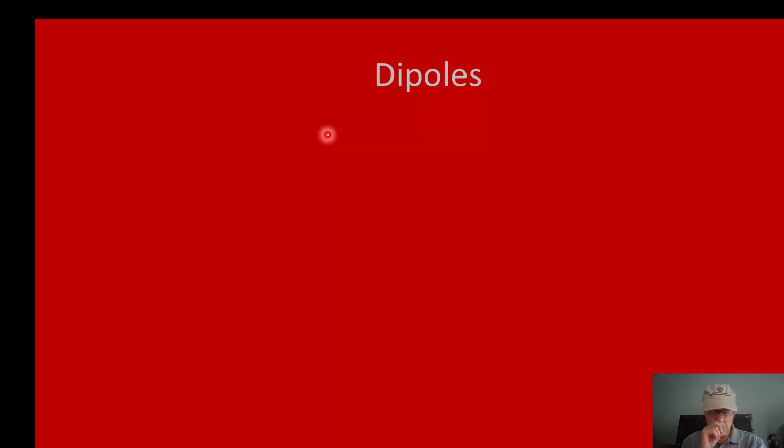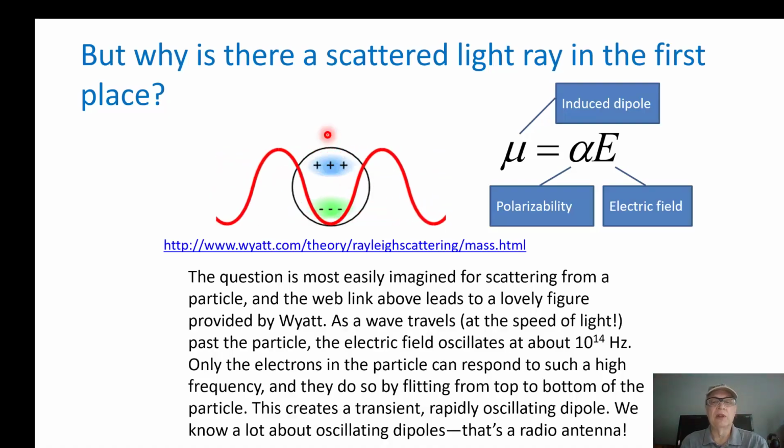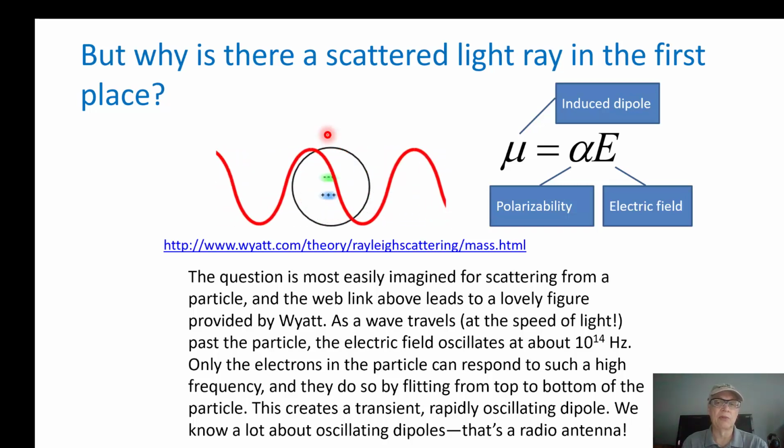Okay, so the next thing that we're going to talk about is dipoles and how scattering actually happens. And we'll use visible light as our basis. I borrowed this little graphic from the people at Wyatt who sell us the light scattering instruments that we use.